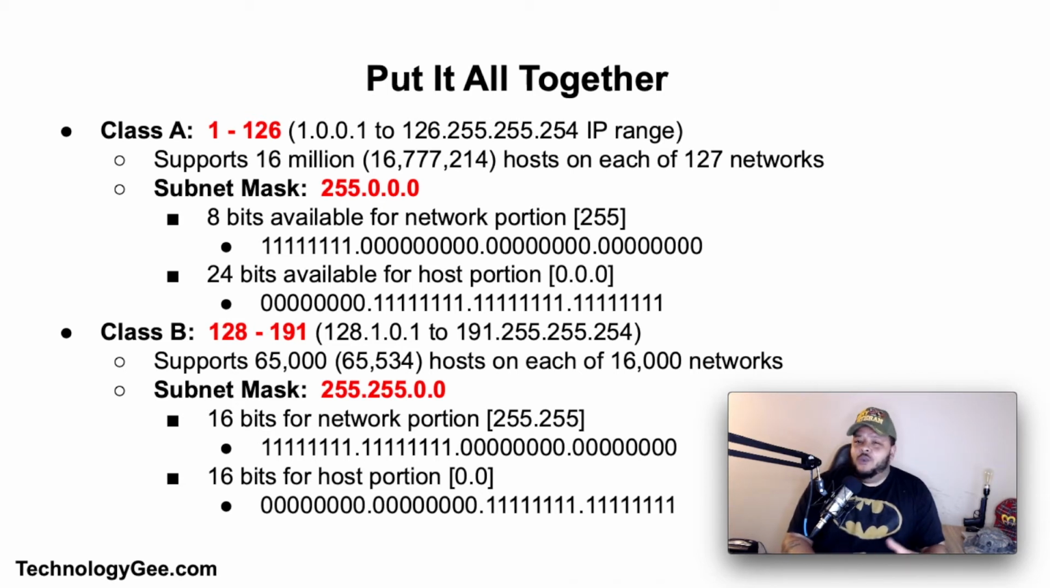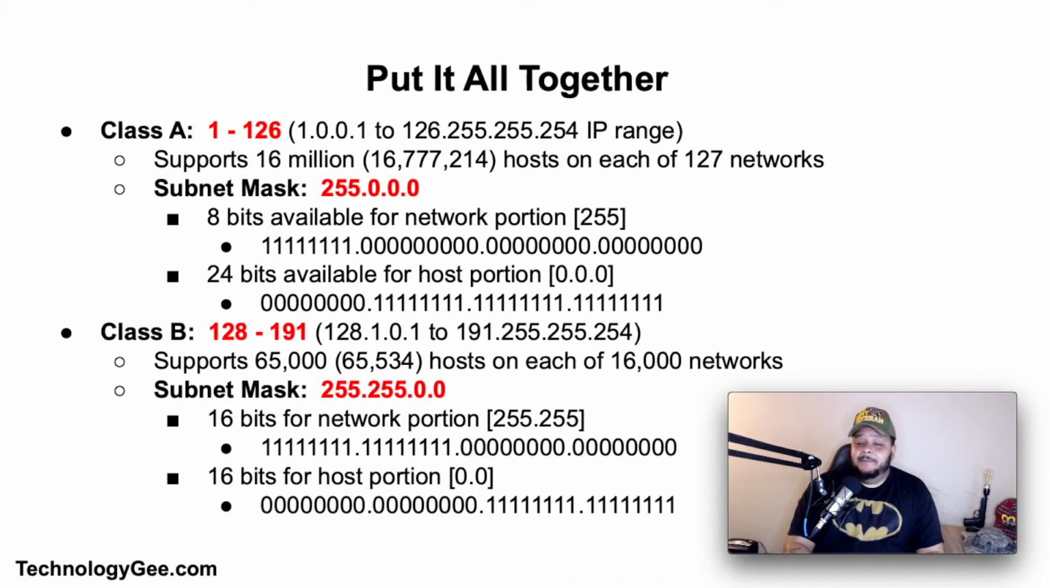And then moving on, we have class B. So once again, this is from numbers 128 to 191. So if you see an IP address that starts with the number 128 or some other number going all the way up to 191, you're dealing with a class B. And this supports 65,000 hosts on 16,000 networks.